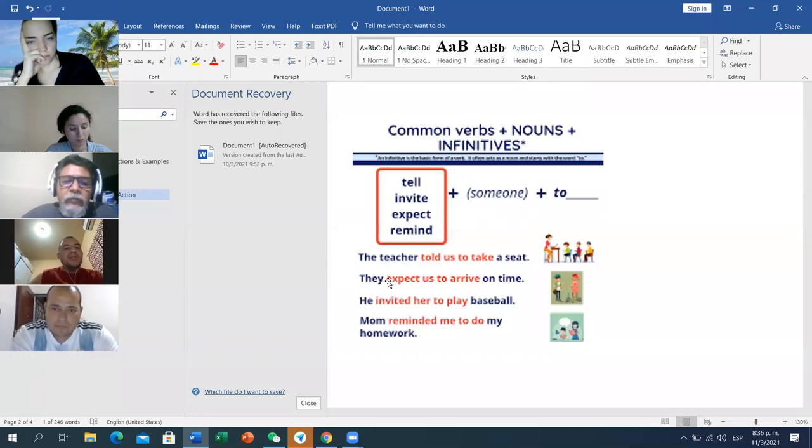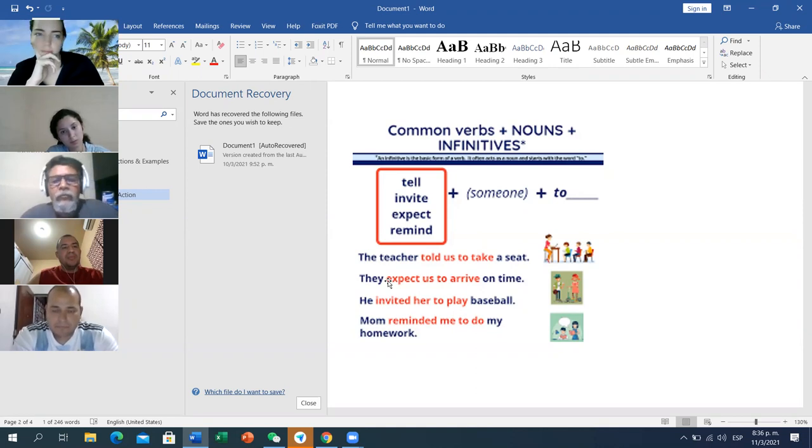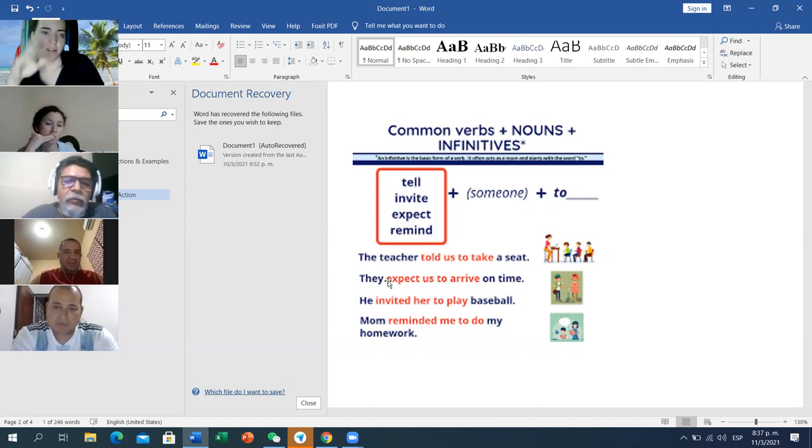They expect us to arrive on time. Okay. Do you know what means expect us to arrive? Esperan que lleguemos a tiempo, ¿verdad? They expect us. La expectativa, okay. Es llegar a tiempo. They. Ellos. En tiempo. A tiempo. They expect us to arrive on time. Ellos esperan que lleguemos a tiempo. Okay. The next one, please.